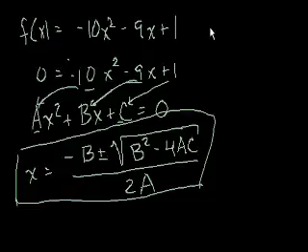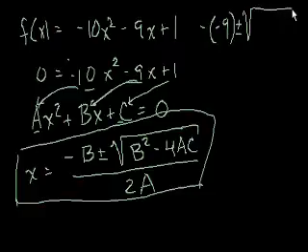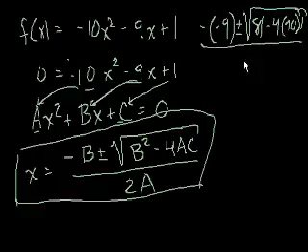So we have negative b, which is negative negative 9, plus or minus the square root of negative 9 squared, well, that's 81, minus 4 times a, which is minus 10, times c, which is 1. I know this is messy, but hopefully you're understanding it. And all of that over 2 times a. Well, a is minus 10, so 2 times a is minus 20. So let's simplify that. Negative times negative 9 is positive 9.